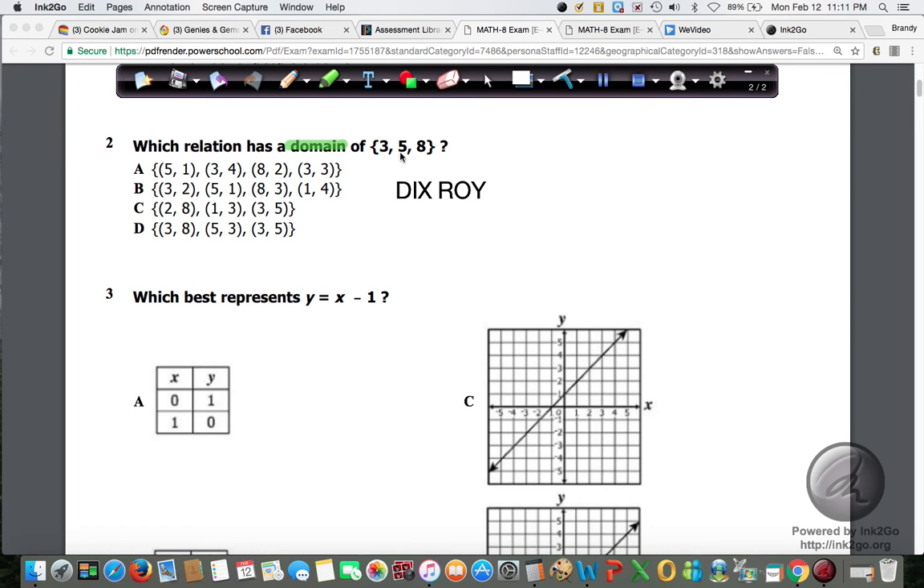It is okay if the numbers repeat. So if domain is X and you see that, wait, there are 2 3s, that's okay. It just cannot have some other number like a 1 or a 4. It may only be these 3 numbers. The other thing you need to remember is, how is an ordered pair set up? What comes first, the X or the Y? So given these hints, choose which one you think is correct for the domain 3, 5, and 8. Pause the video, make your choice, and then press play.